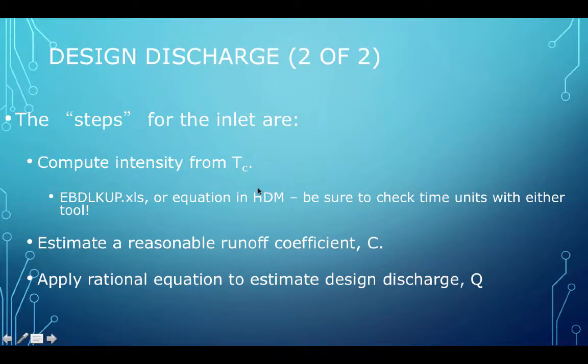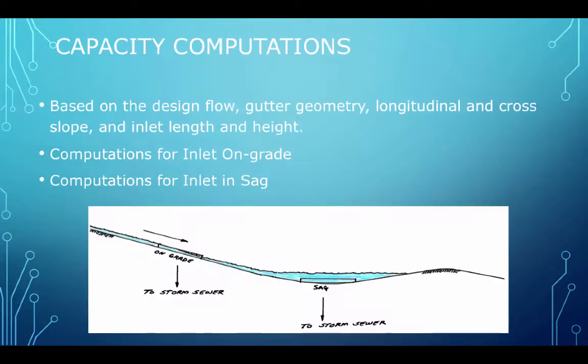These tools, the EBD lookup or the equation in the hydraulic design manual, you can consider them obsolete, and you'd want to use NOAA Atlas 14 Volume 11, at least for Texas, and then the appropriate volumes for the other parts of the country for the locale where you're doing the design. Estimate a reasonable runoff coefficient, which will depend on whether all the runoff is coming from your paved area or if there's a combination of paved and unpaved area. Apply the rational equation to estimate the design discharge, and that's what we're going to try to capture with an inlet.